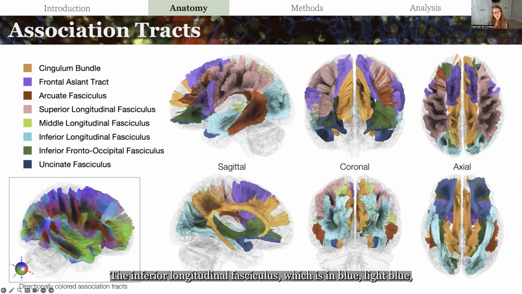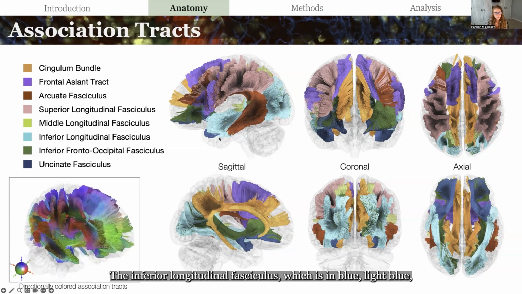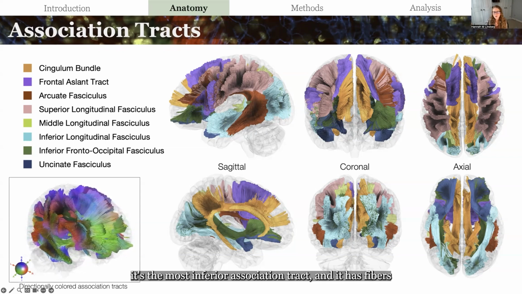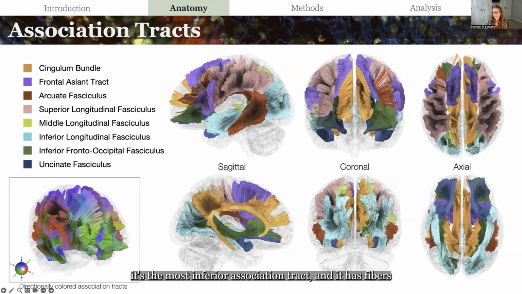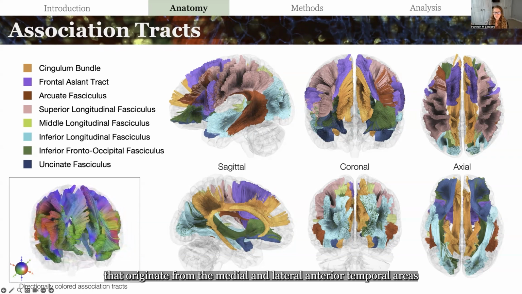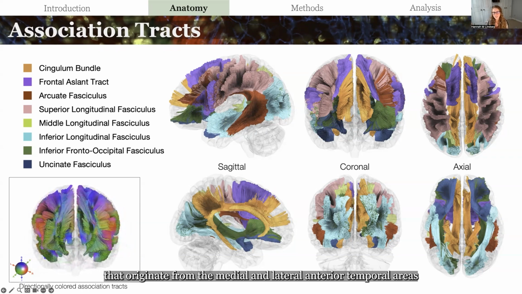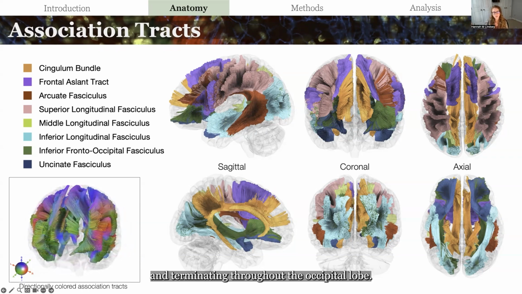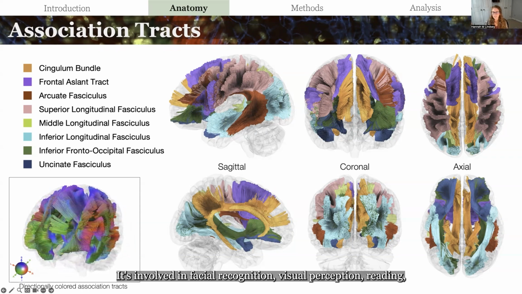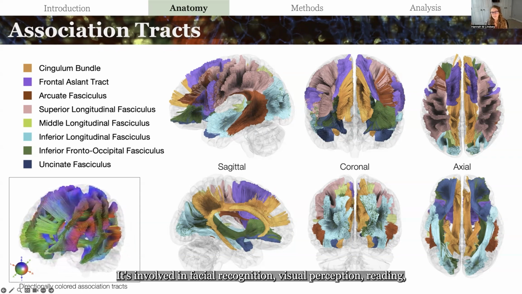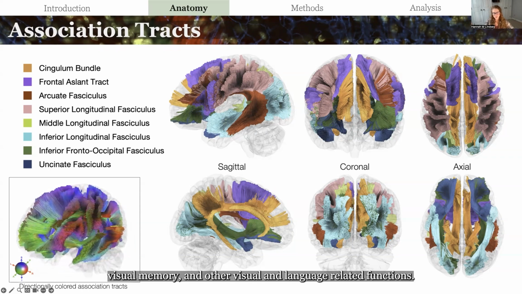The inferior longitudinal fasciculus, which is in light blue, is the most inferior association tract, and it has fibers that originate from the medial and lateral anterior temporal areas and terminate throughout the occipital lobe. It's involved in facial recognition, visual perception, reading, visual memory, and other visual and language-related functions.